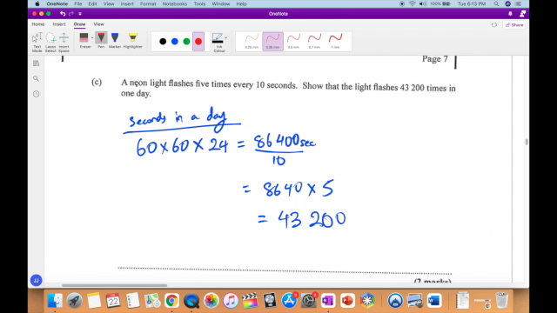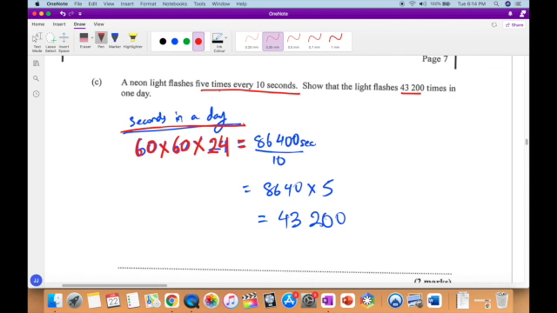Right, and this one was actually pretty easy. I don't have to erase this one. A neon light flashes 5 times every 10 seconds. Show that the light flashes 43,200 times in one day. So I want to find out, well, how many seconds are there in a day? There are 60 seconds in 1 minute, multiply by 60 minutes in 1 hour. Multiply by 24 hours in one day. So we have 86,400 seconds in a day.